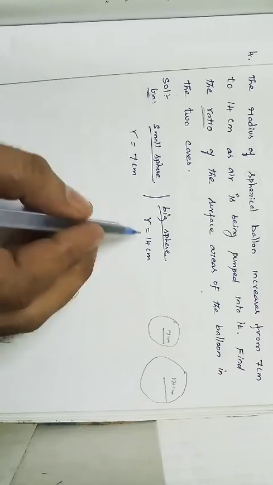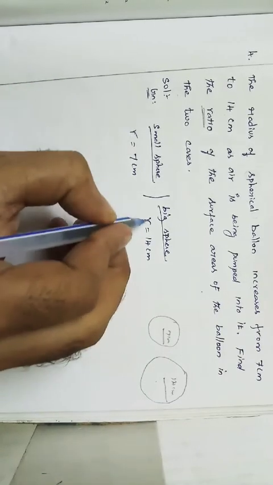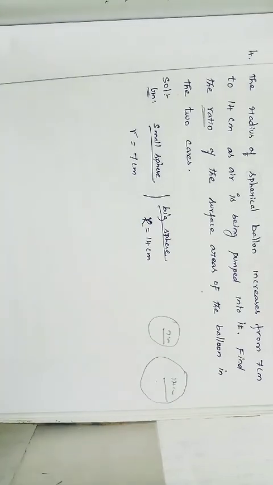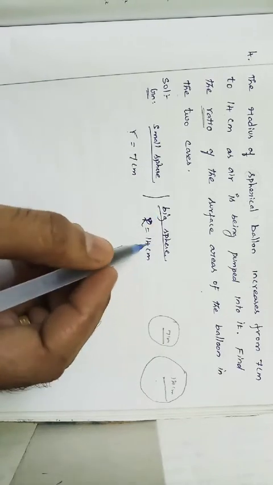But both radii look the same, no? They are different, so we have to differentiate. So I'm putting a capital R here: small r and capital R. Small r is the radius of the small sphere. Capital R is the radius of the big sphere.